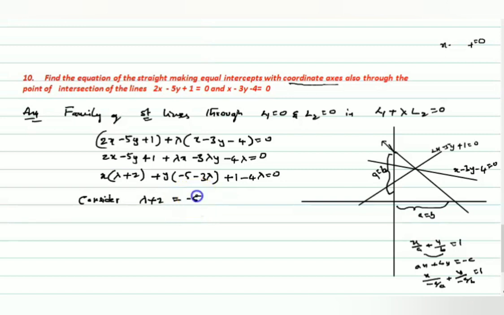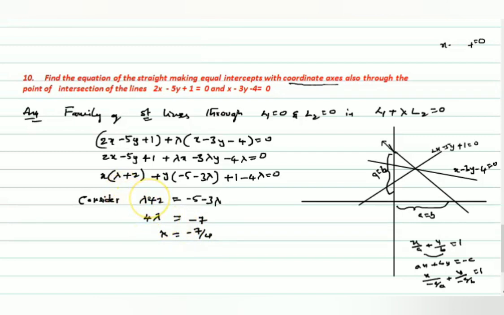B is minus 5 minus 3 lambda, making equal intercepts. Making equal intercepts means the x coefficient must be equal to the y coefficient, right? So this becomes 4 lambda is equal to this side, minus 7. So lambda is equal to minus 7 by 4.